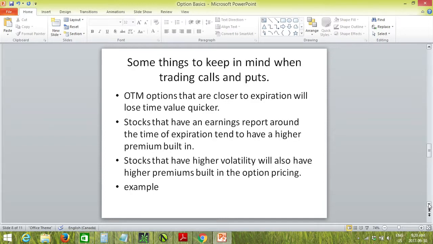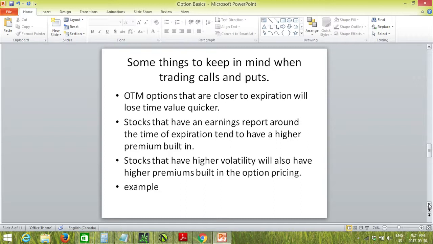So a few things to keep in mind. Out of the money options that are closer to expiration will lose time value quicker. So if a stock is not in the money, it's going to lose that value. If you buy a $155 Apple call and it's at $150 and there's a week left for that expiration, well, it's getting less and less likely that it's going to finish above that. So that time value is quickly depleting, and the price of that option will quickly deplete as well.